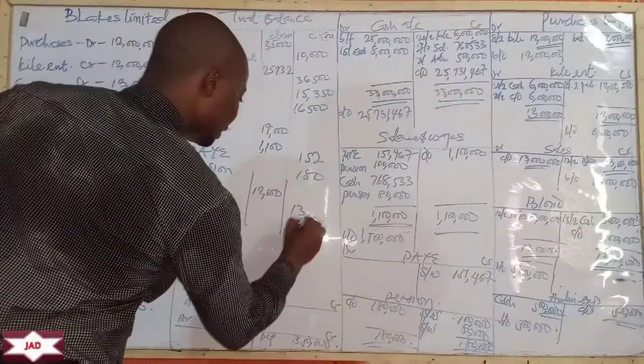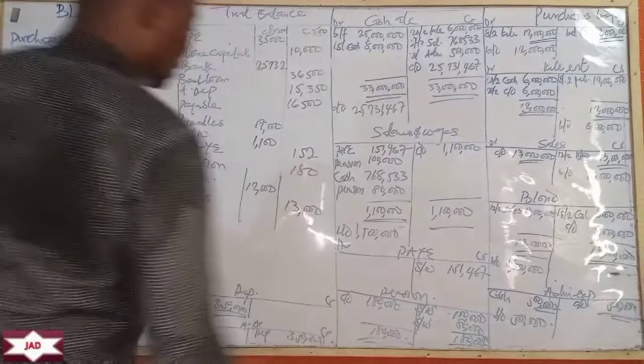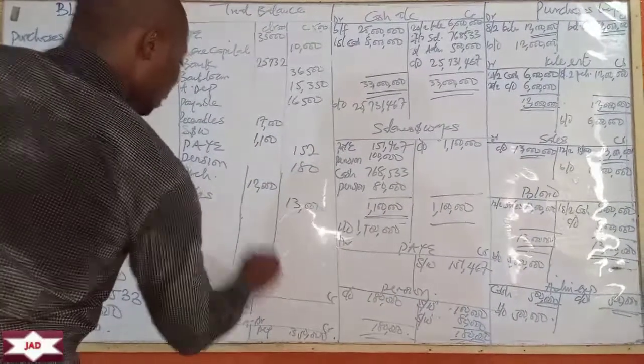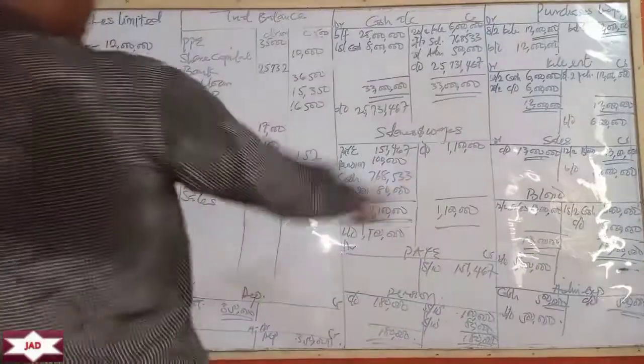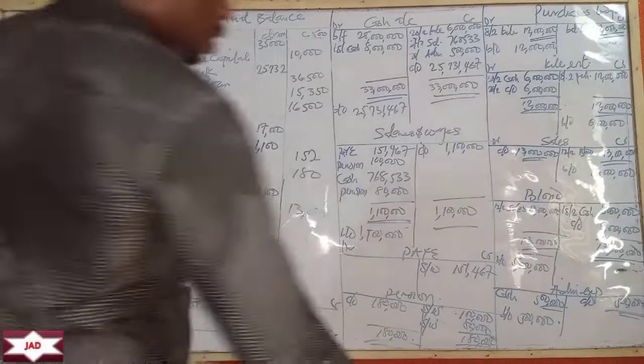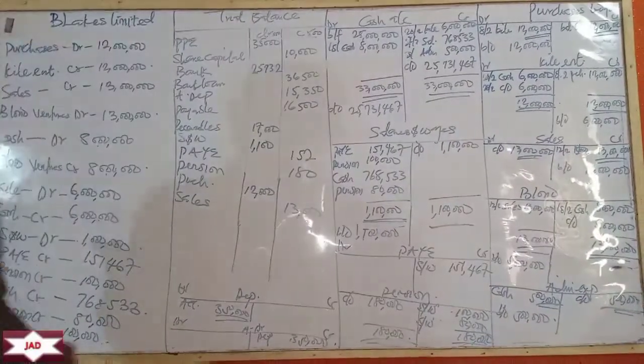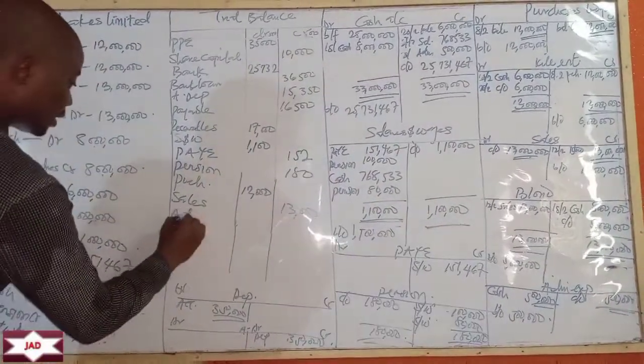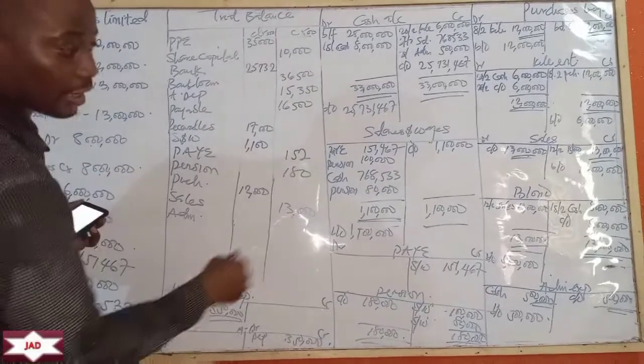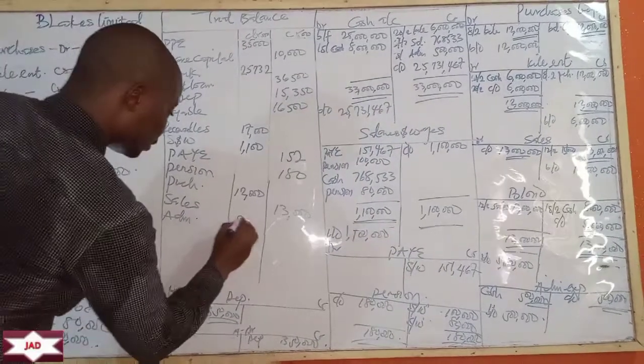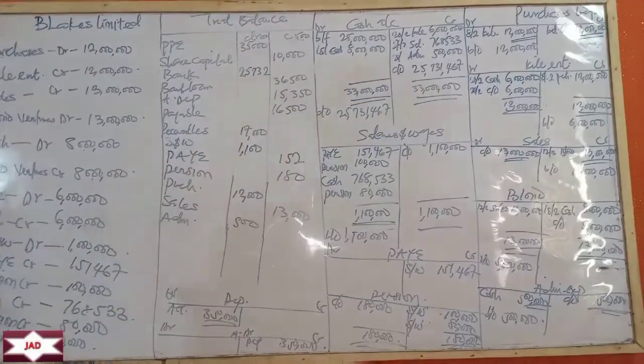So we have 13 million. Right? So Dunn here is part of receivables. Admin expense. Do we have admin expense? Yes, so we have admin expense. How much admin expense there? 500,000. So we have 500. So what have we not done?